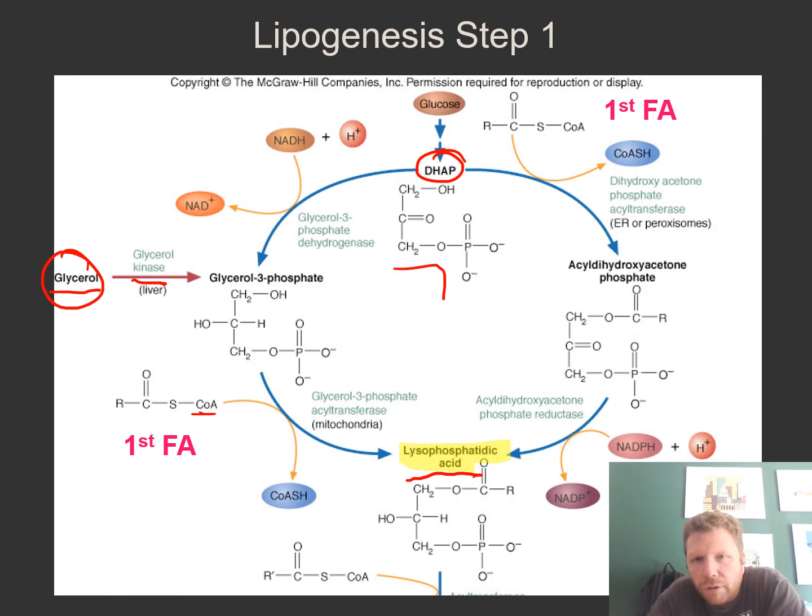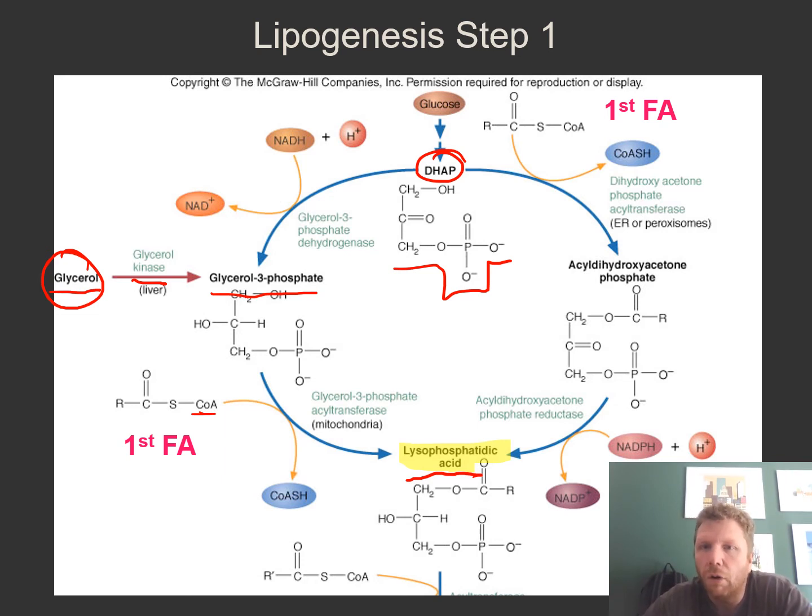Here is our structure for dihydroxyacetone phosphate. One route that it can take is it can go through glycerol 3-phosphate dehydrogenase and form glycerol 3-phosphate. Then it follows the exact same pathway as the glycerol that we just phosphorylated. It undergoes an acyltransferase reaction, and we result with lysophosphatidic acid.